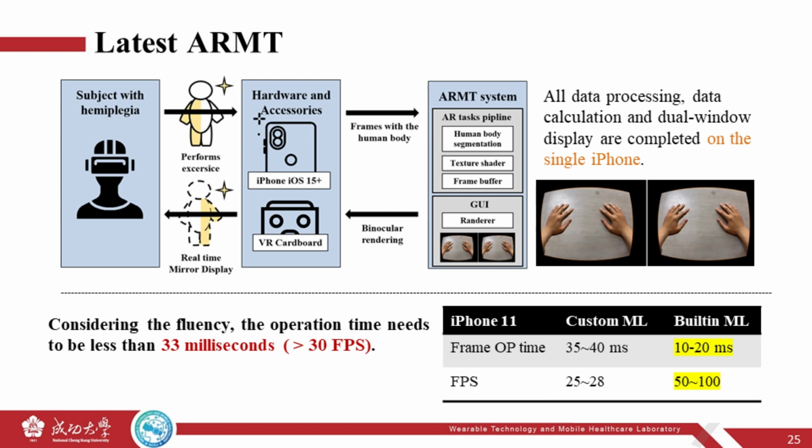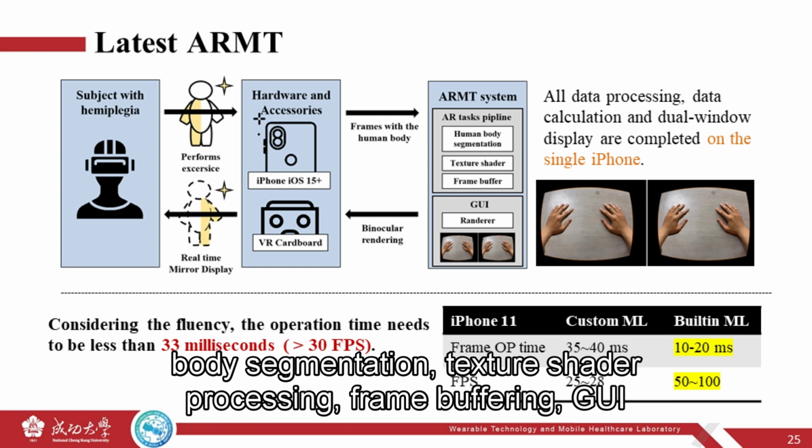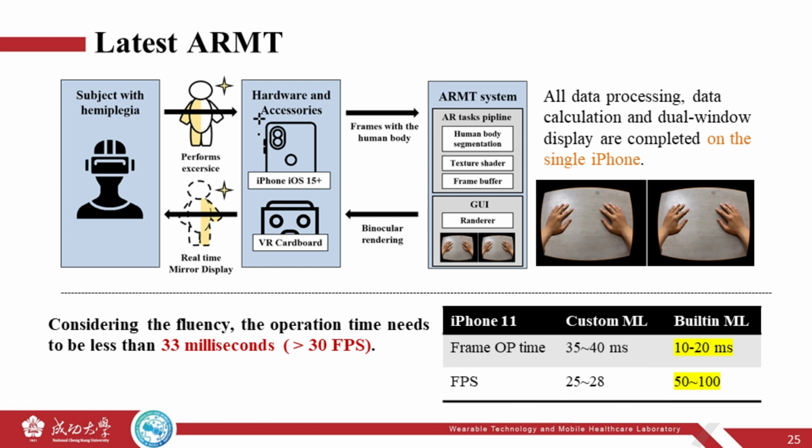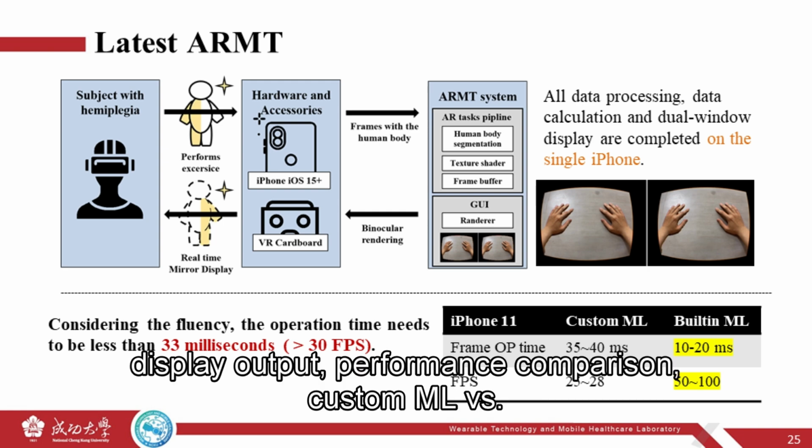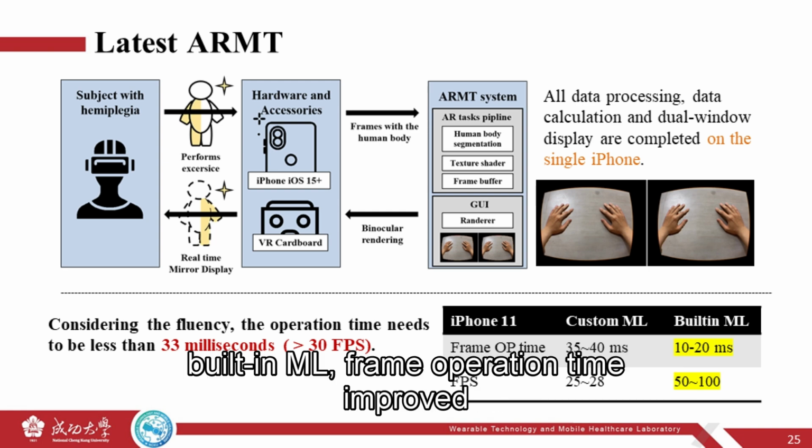Processing pipeline. Human body segmentation. Texture shader processing. Frame buffering. GUI rendering. Binocular display output. Performance comparison, custom ML versus built-in ML.